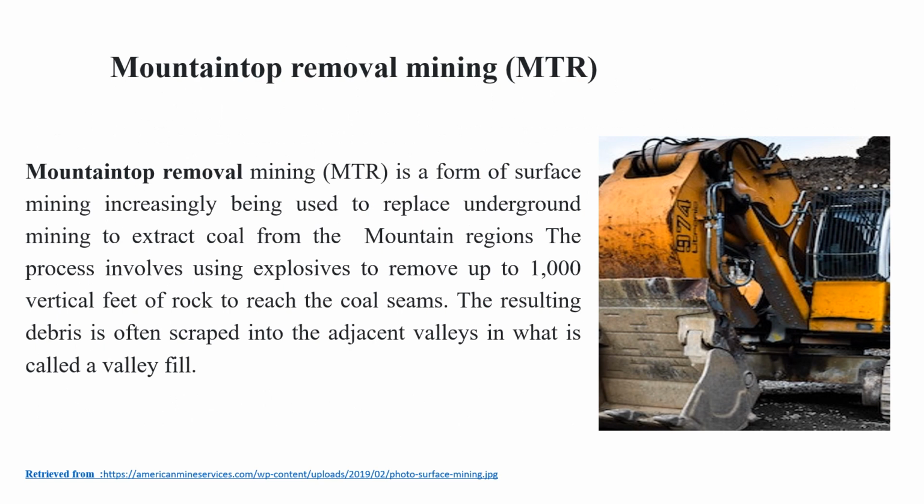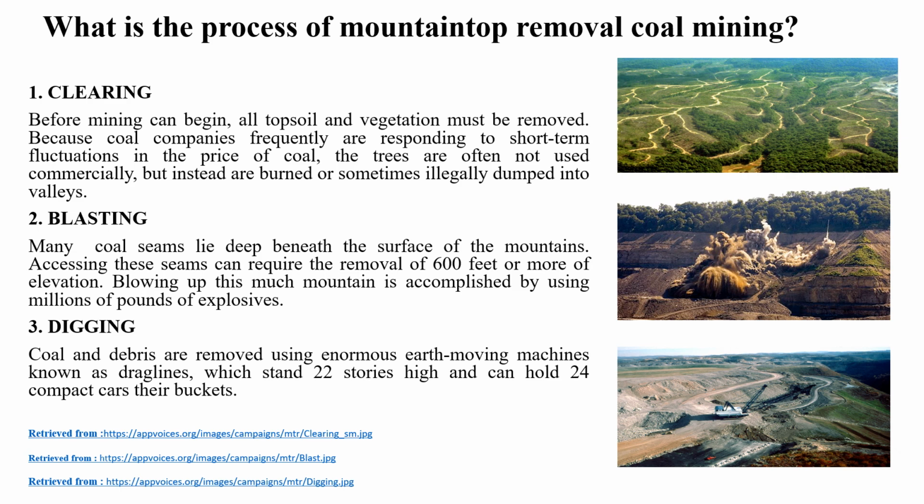MTR, mountaintop removal mining, is a form of surface mining increasingly being used to replace underground mining to extract coal from the mountain ridges. The process involves using explosives to remove up to 1,000 vertical feet of rock to reach the coal seams. The resulting debris is often scraped into the adjacent valleys in what is called a valley fill. What is the process of mountaintop removal coal mining?